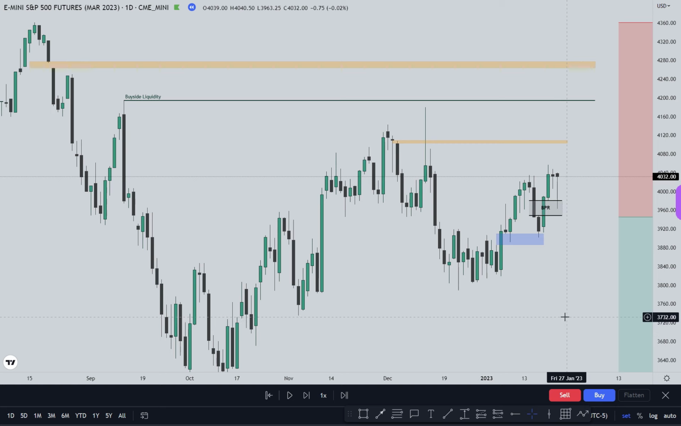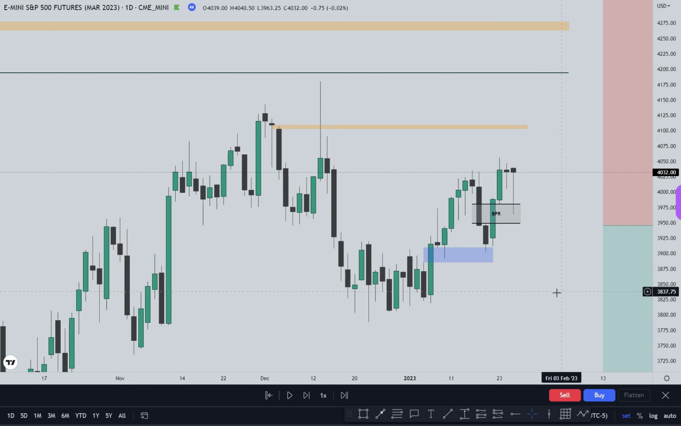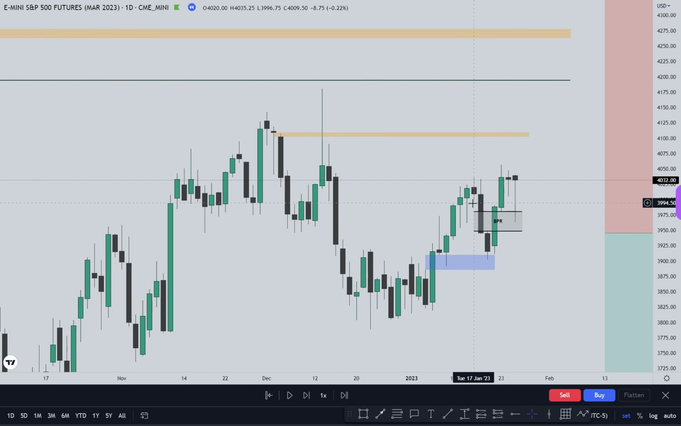So what's a balanced price range? Now, very simply, a balanced price range is created when you have two overlapping fair value gaps. If you look at this chart we have here, we have a fair value gap. From this candle's low to this candle's high is one fair value gap. Then from this candle's high to this candle's low is another fair value gap.